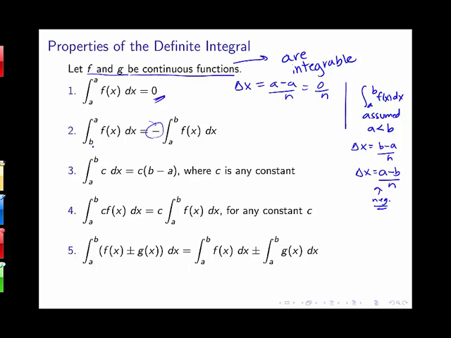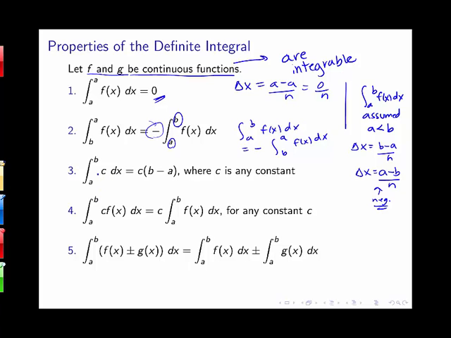So our integral from b to a of f of x dx is equal to negative the integral from a to b of f of x dx. You can also switch it the other way around. You can say the integral from a to b of f of x dx is equal to negative the integral from b to a of f of x dx. So sometimes we'll want to switch the order of, remember these are called our limits of integration, and whenever we want to do that, we're going to have to multiply by a negative sign out in front.